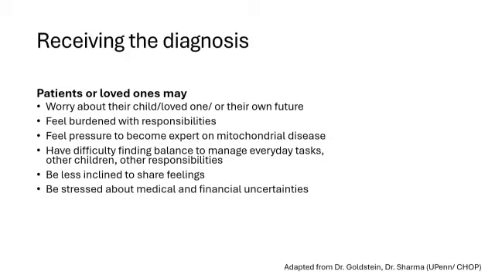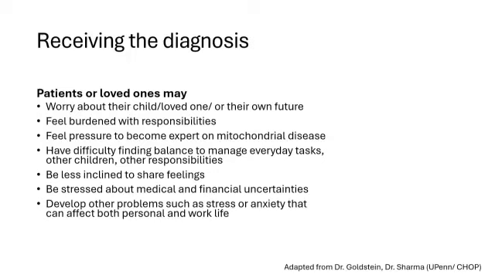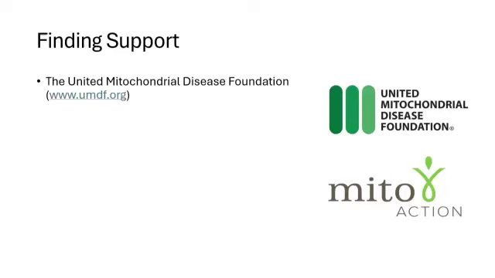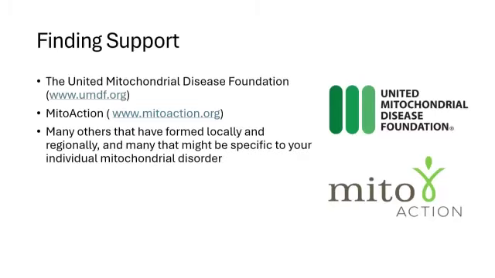But if you're having difficulty doing everything you need to do in addition to the medical care, make note of that. If you start feeling overwhelmed and you feel like you can't talk to people about it, or if you're stressed out about the financial uncertainties or the medical uncertainties, never worry alone. Don't carry this on your own. These are signs potentially that you might need to find support. The United Mitochondrial Disease Foundation is a great place to find that, both for peer support, and they can also help you find clinicians who can help support you. Same with Mito Action. And there are many local and regional groups, or groups specific to specific types of genetic mitochondrial disease.